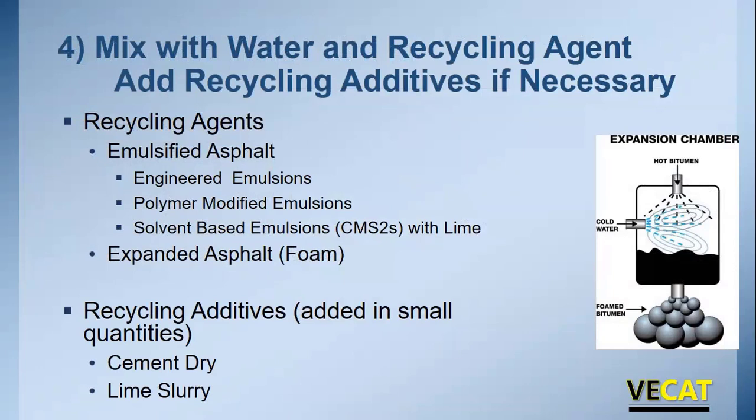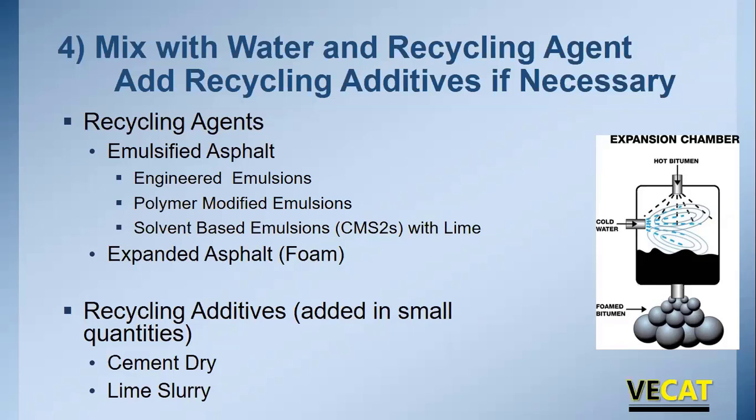Once we've processed the RAP, crushed it and screened it, we need to mix it with water or a recycling agent and add any recycling additives if necessary. The two most common recycling agents are emulsified asphalt and expanded or foamed asphalt. As far as the emulsified asphalts, the most common that's used now is engineered emulsions. These are typically CSS-1 emulsions, but they've been formulated specifically for your materials and locations. We've used polymer modified emulsions in the past. And occasionally, especially if we're making a stockpile mix, we might use something like CMS-2S mixed with lime to give it a little longer time in the pile.